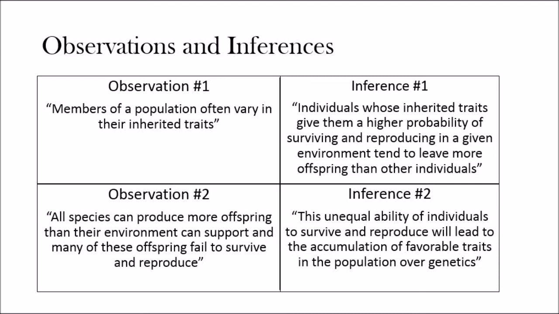And this unequal ability of individuals to survive and reproduce will lead to accumulation of favorable traits in the population. In genetics, that means that because the organisms which have traits more suited to the environment are going to reproduce faster than the individuals which are not suited for the environment, eventually with time the population will gain these favorable traits. And that is essentially just natural selection.